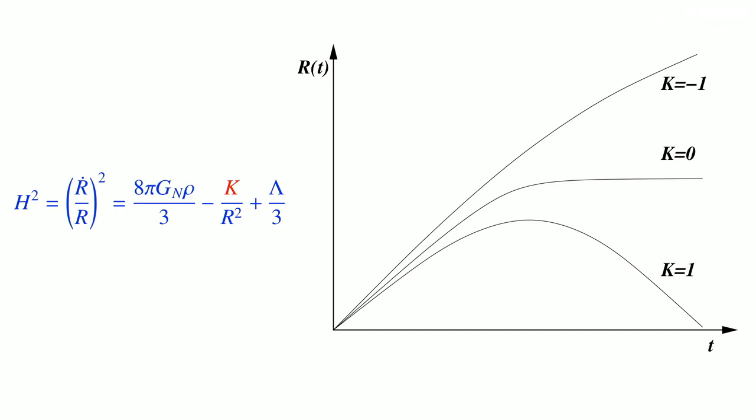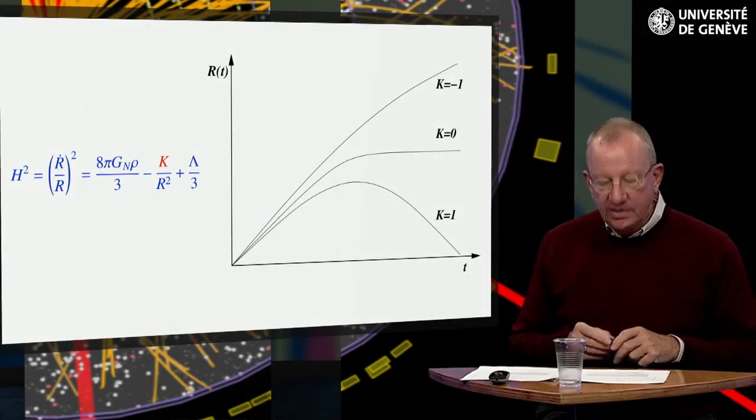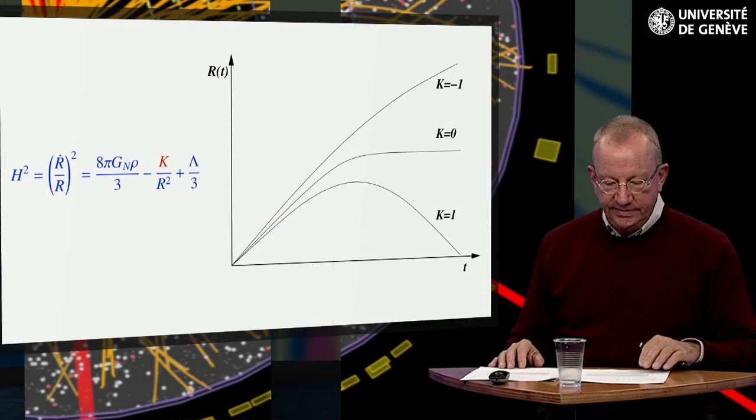There are 3 distinct cases. For K equal to -1, this corresponds to a total positive energy. This case describes a so-called open universe that extends to infinity, with R dot tending towards 1 for large R. In this case, the curvature term minus K divided by R squared is positive. For K equal to +1, this corresponds to a negative total energy, a closed universe with positive curvature, which extends to a maximum radius and then shrinks.